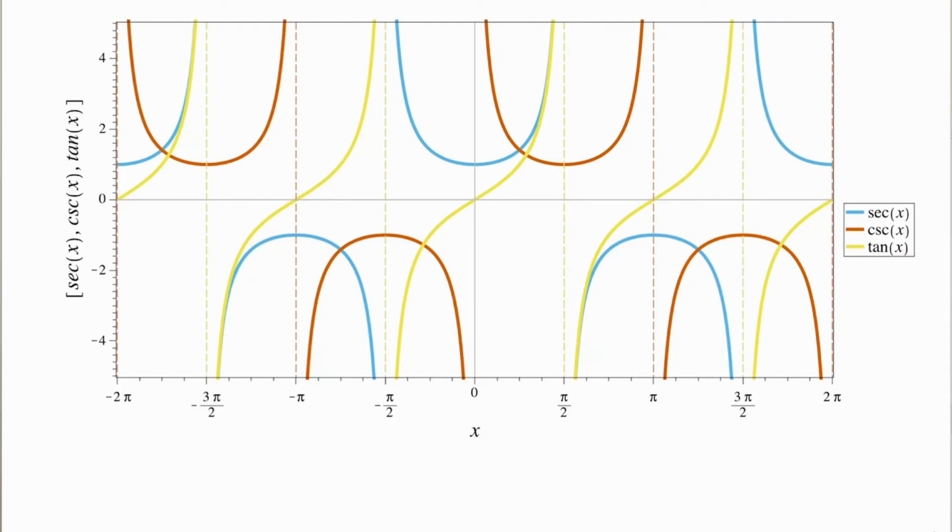We also have sec x and cosec x in blue and brown. So sec is 1 over cos, so again has the same vertical asymptotes as tan, and cosec is 1 over sine. It also has vertical asymptotes, but now at 0 and pi and integer multiples of pi.